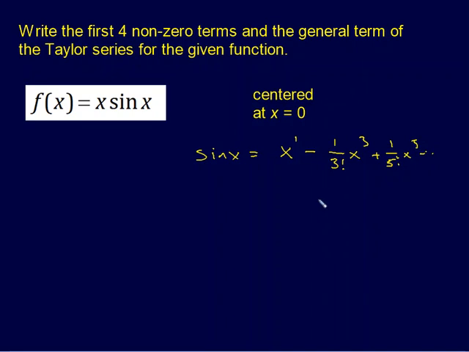Okay, remember that the general term was -1 to the k, x to the 2k plus 1 over 2k plus 1 factorial. So now what we'd like to do is just multiply that by x. So the series for x sine x will now be just to take the power series for sine x and multiply it by another x.